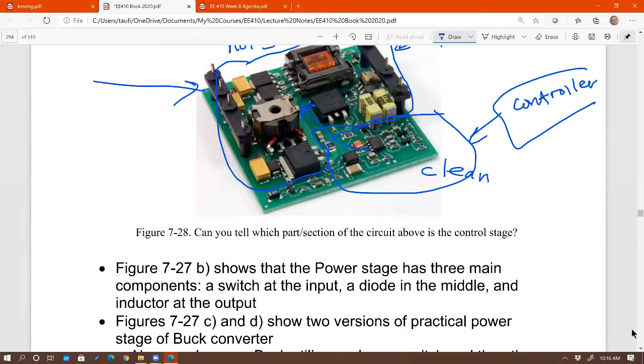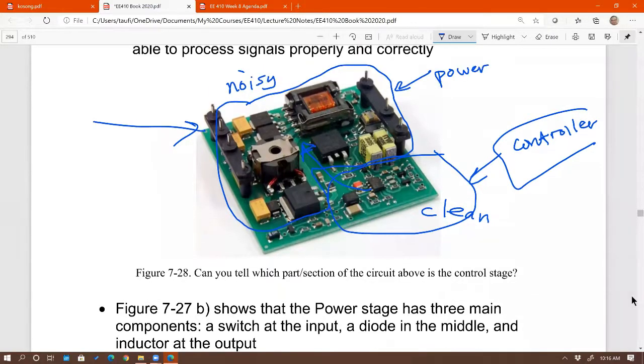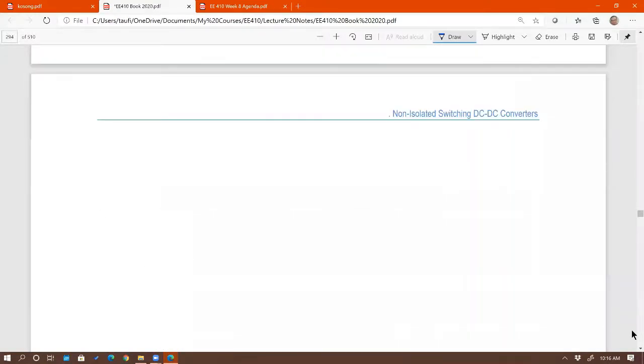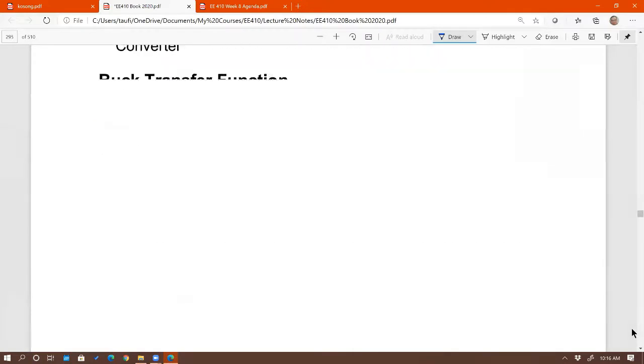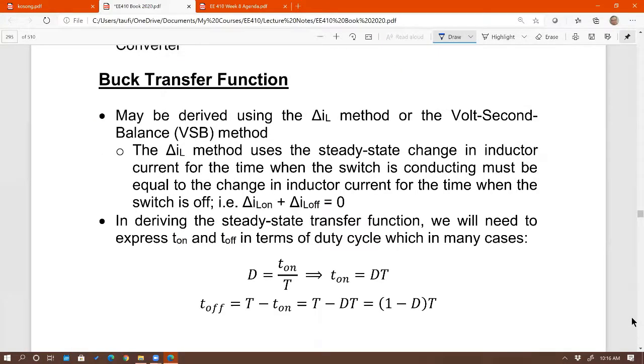Any question on that part of the discussion? Right. Okay, I think I'm ready to start with buck converter. All right, buck converter. Let me go to an empty page here.